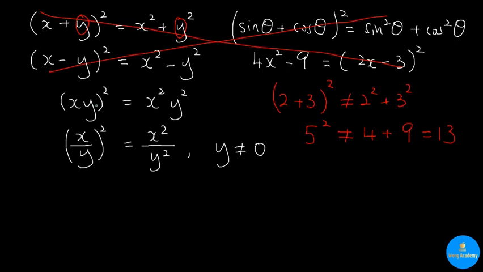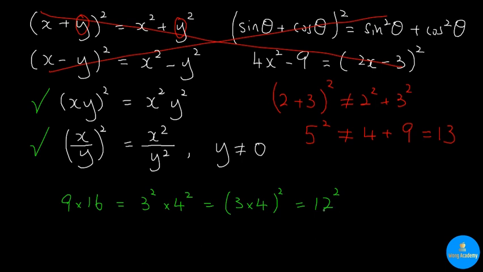Many people thought that the last two are wrong, but actually they are perfectly right. For example, if I want to calculate 9 times 16, I can first think of 9 as 3 squared, 16 as 4 squared. And because of these equations, I can rewrite this as 3 times 4 all squared. That means 12 squared. Everybody remember that 12 squared is 144. So we get 9 times 16 is equal to 144.